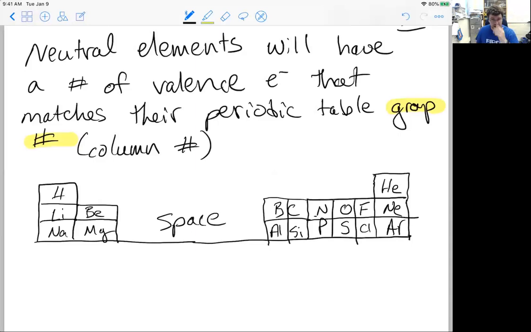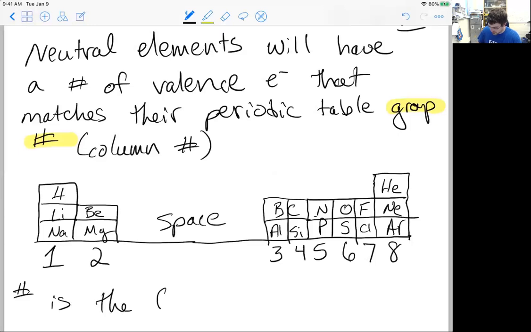So these are the elements of the periodic table that I really want to worry about. And I'm going to write an important number below each of these. If you look, I'm just counting up from 1 to 8. And this number is the group. I really like the word group. I would really like it if you knew the word group.